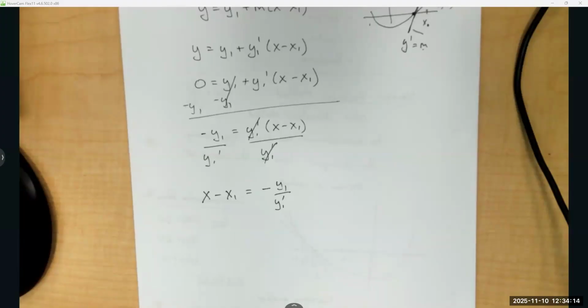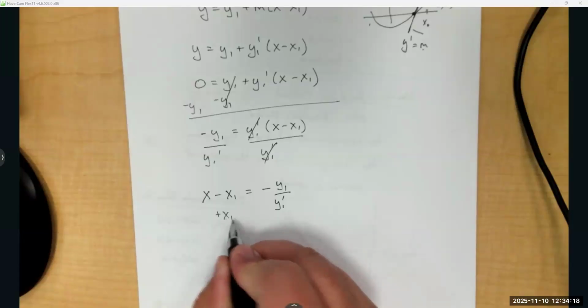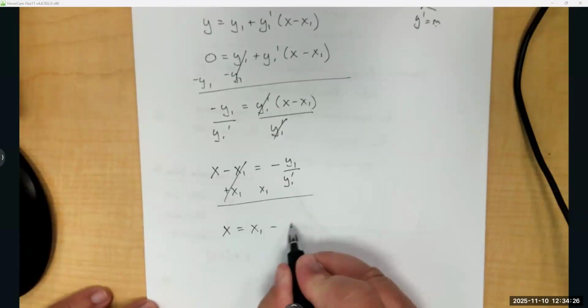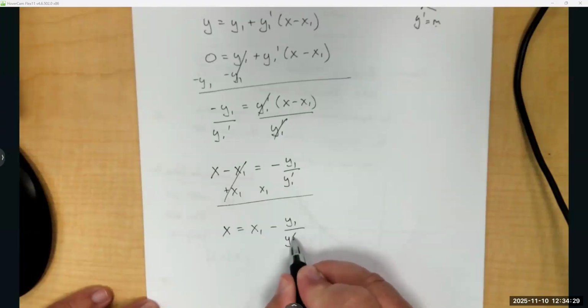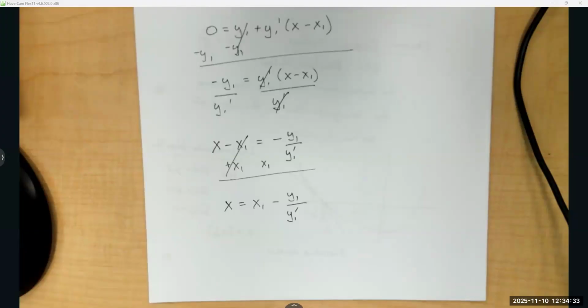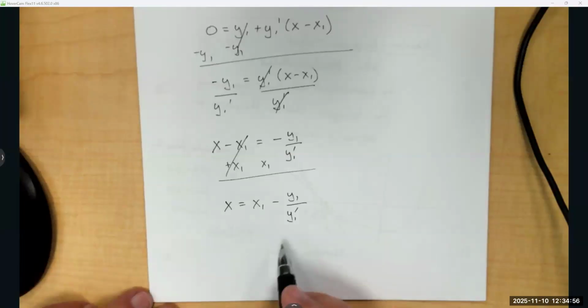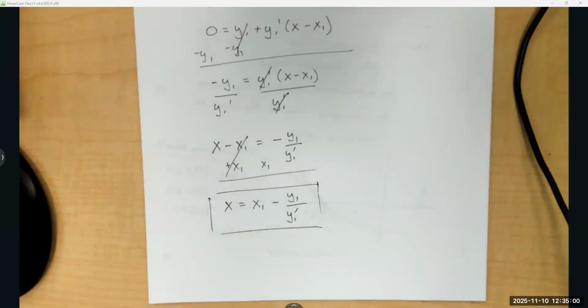We're solving for x, so we get rid of the x1. How? Add x1 to both sides. And there's our formula, actually. Oh, no, no, no. This is our formula. This x value is the goal of our entire observation. We're trying to get that x value.